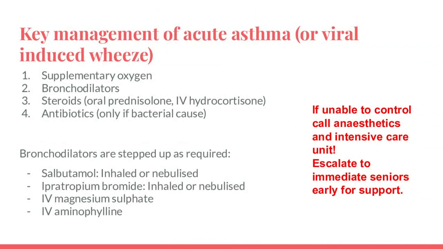Okay. So key management of acute asthma, and I've put in brackets, or viral induced wheeze, follows a similar thing. So you're looking at your 4 steps of supplementary oxygen. Again, back to this whole A to E idea, treat as you find. They're struggling with their saturations, give them some oxygen. Bronchodilators, we've spoken about the airways constricting, so we want to try and open those up, make it a bit easier for them to breathe. And then very similar to in adults, we're looking at steroids next, so oral prednisolone, IV hydrocortisone, IV steroids is something you'd definitely be looking at a senior for advice on whether that needs to be started. Antibiotics, depending on the cause. And then bronchodilators, again, same way as in adults, which you probably know, they're stepped up as they're required as well.